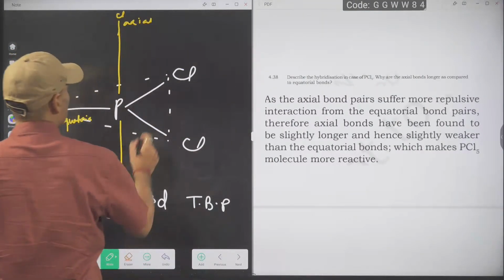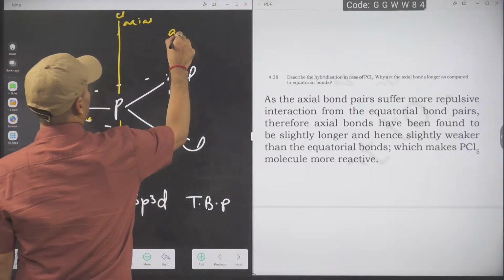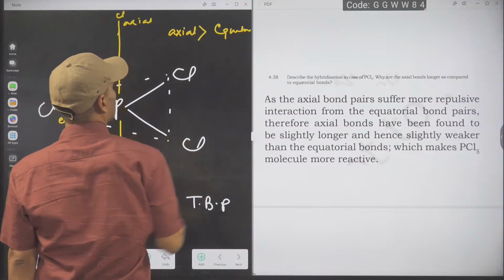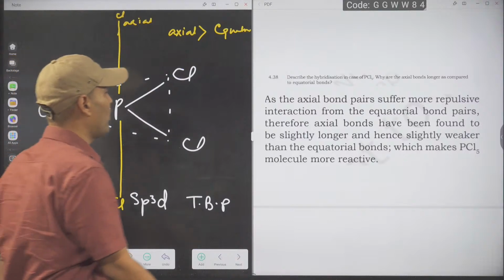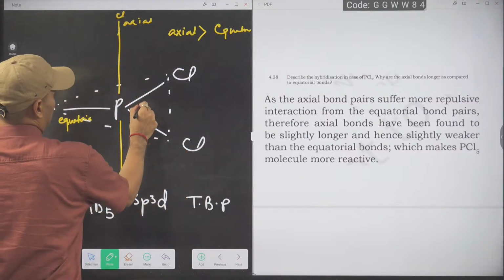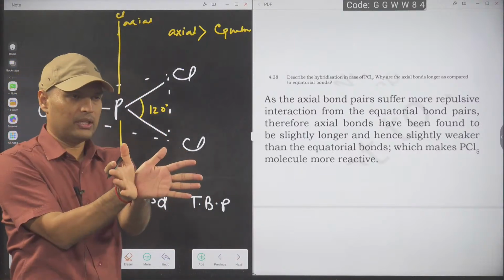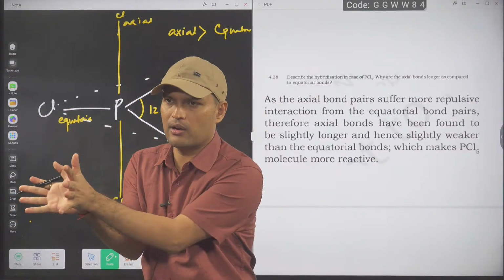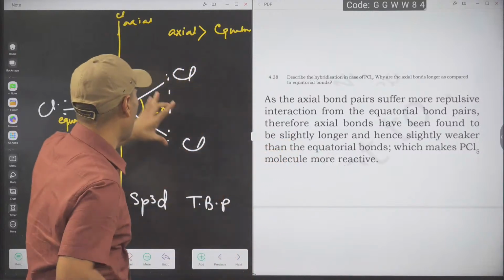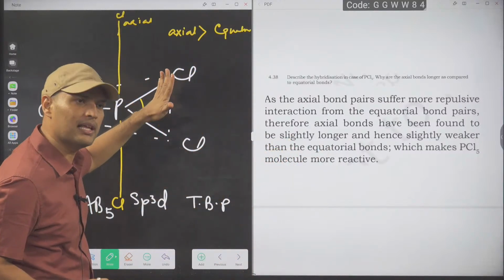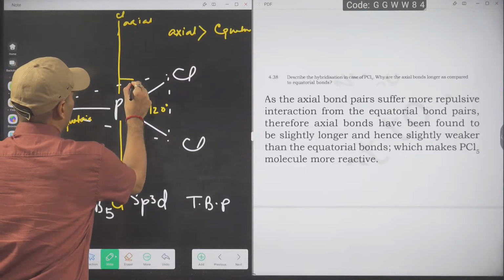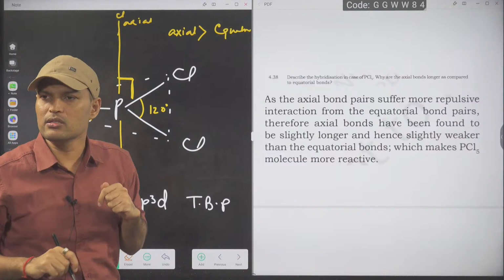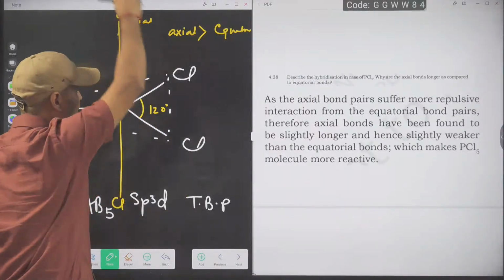Like in this first point, they will ask you, "Batao bhai, all the bonds are same." You will say no. Axial bond is longer than equatorial bond. Why? They will say, sir, see, equatorial angle is 120. More angle, far. 120, 120, 120. Far. Repulsion is less. But here, sir, axial bond angle only 90 degree. So repulsion is more. That's why bond length will increase.